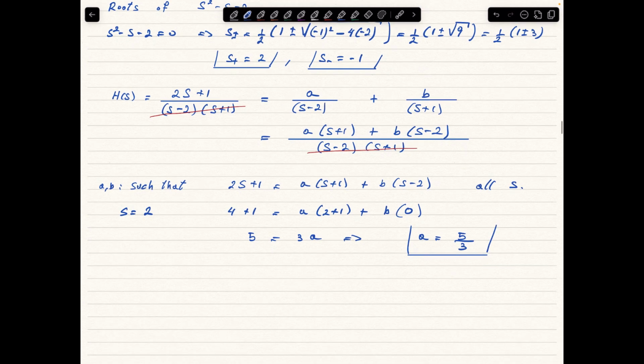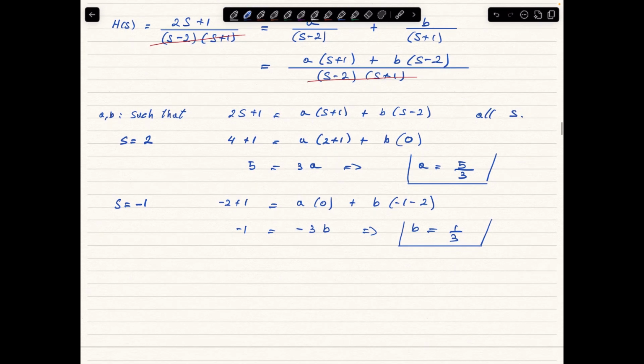We can do the same to compute b, but now we need to evaluate at the other root, s equal -1. Then we are going to have -2 plus 1 equal to a times 0. That's why a disappears from the equation when we evaluate at the root -1, plus b multiplied by -1 minus 2. So we end up with -1 equal to minus 3b, and therefore b is 1/3. So these are the two constants such that the equation above is true.